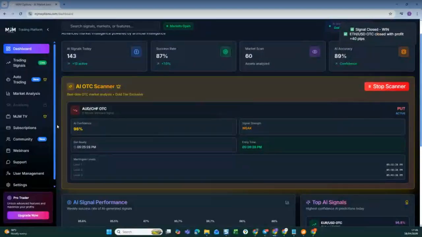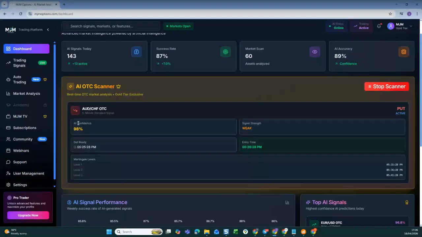The next things are the AI confidence and the signal strength. These two things are very, very important. They determine if we are going to execute a signal or not. We are looking for an AI confidence of 90 to 99, that is 90, 91, 92, 93, 94, 95, 96, 97, 98, and 99. At the same time, we must also see the signal strength as strong. You can't take weak. Those are the two things we look for when we want to take a signal.